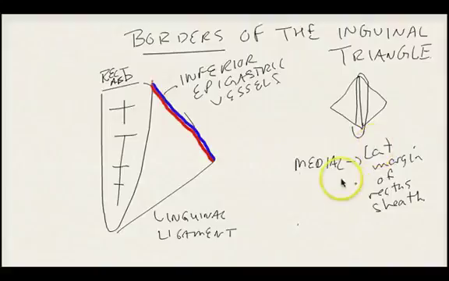Okay, so medially, we're dealing with the lateral margin of the rectus sheath. Superolaterally, we're dealing with the inferior epigastric vessels. And then inferolaterally, we're dealing with our inguinal ligament. So now we need to understand exactly what type of inguinal hernias occur and where.